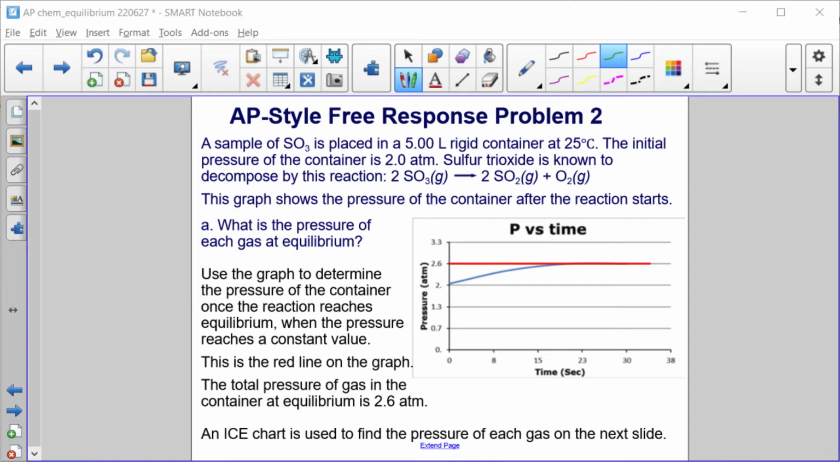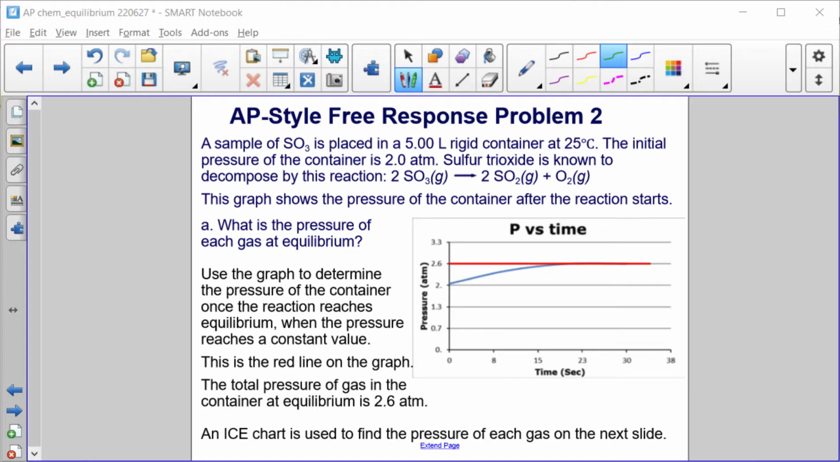AP Style Free Response Problem 2. A sample of SO3 is placed in a 5.00 liter rigid container at 25 degrees C. The initial pressure of the container is 2 atmospheres. Sulfur trioxide is known to decompose by this reaction: 2 SO3 gas decomposes into 2 SO2 gas plus O2 gas.